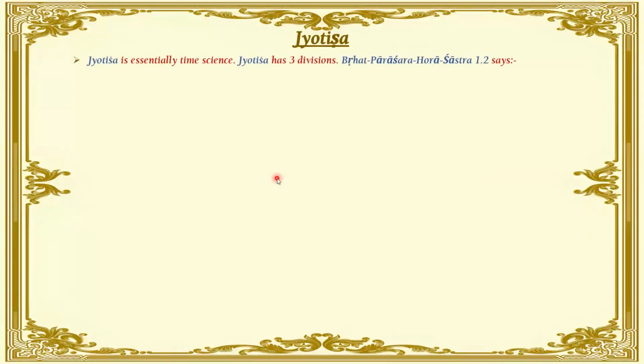Next we have a very interesting one, Jyotish, and it is basically a time science which has 3 divisions. This is a verse from the Brihat Parashara Shastra.